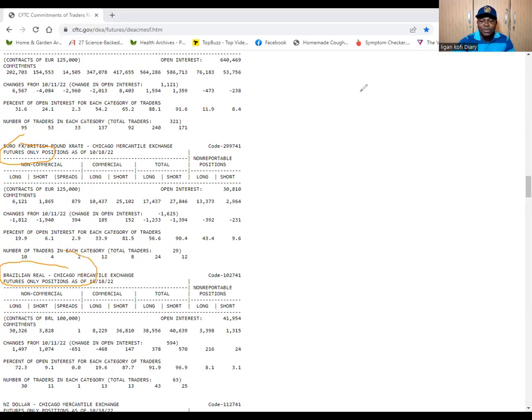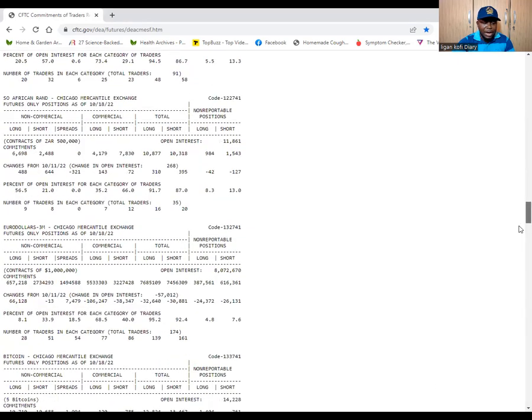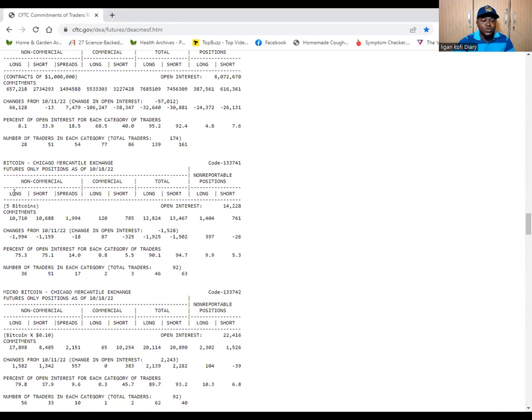Almost all the currencies are here, including other commodities, crude oil, everything is here. We have the NZ dollar, which is the New Zealand dollar, also here. They have the South African rand also here. They have the Eurodollar, but that one is not part of our calculations. They have Bitcoin also here, and they have the micro Bitcoin also here.